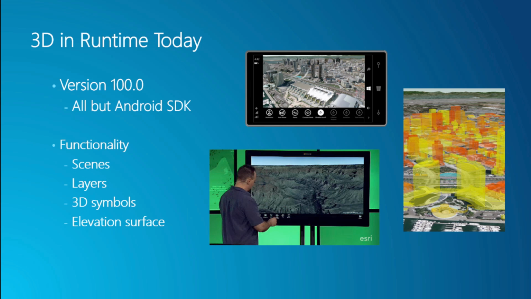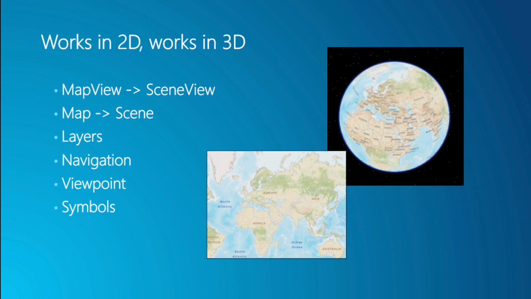And that includes scenes, layers, 3D symbols, and elevation surface. Now we're going to walk through a couple of these areas. We're going to show demos along the way, just to kind of keep it lively. Actually, it is 8:30, so we'll try and entertain with some of the functionality that's associated with Runtime. We'll be able to see that in action, and Adrien's going to take us through that.